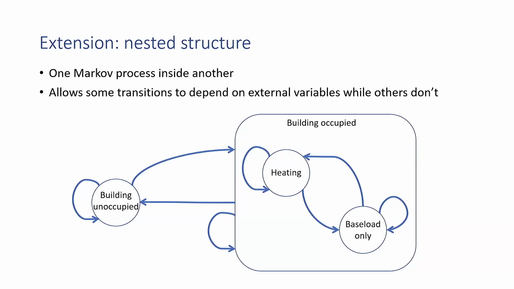And we saw in the existing model that it had a temperature dependence for the transition probabilities, but maybe we only want to apply that temperature dependence to the heating or not case. So with this nested structure, we can easily control which transitions depend on which variables.